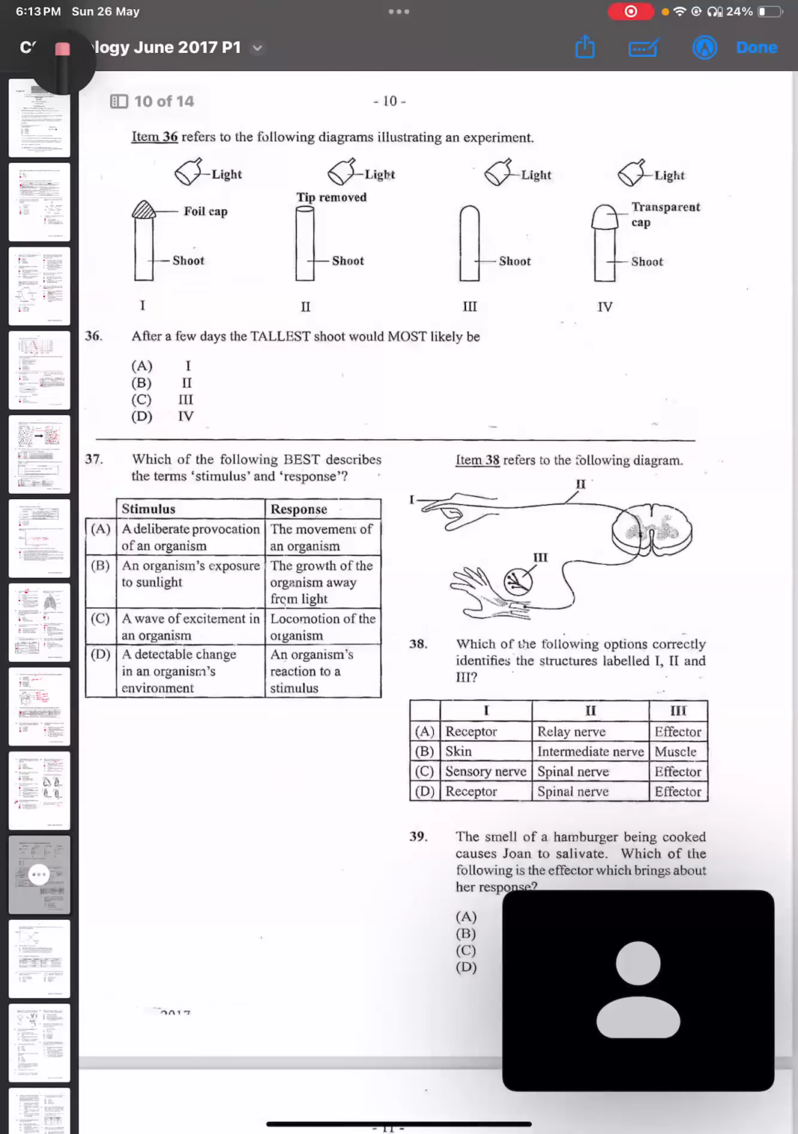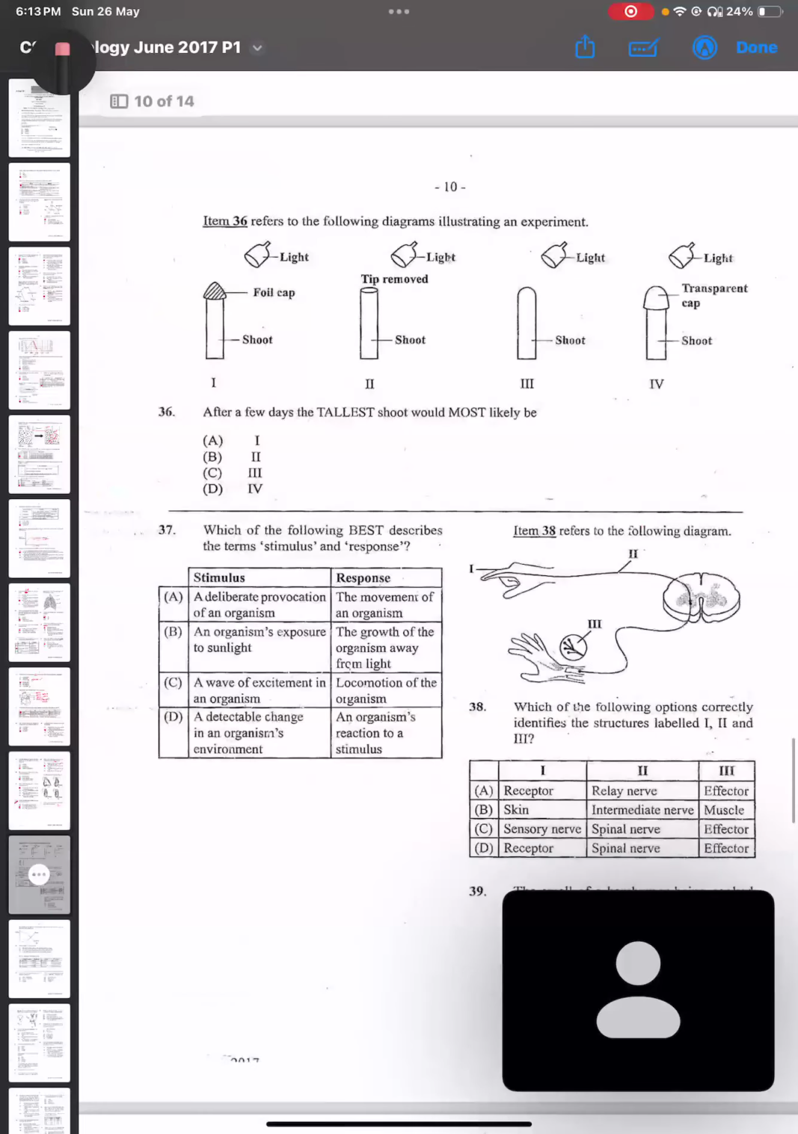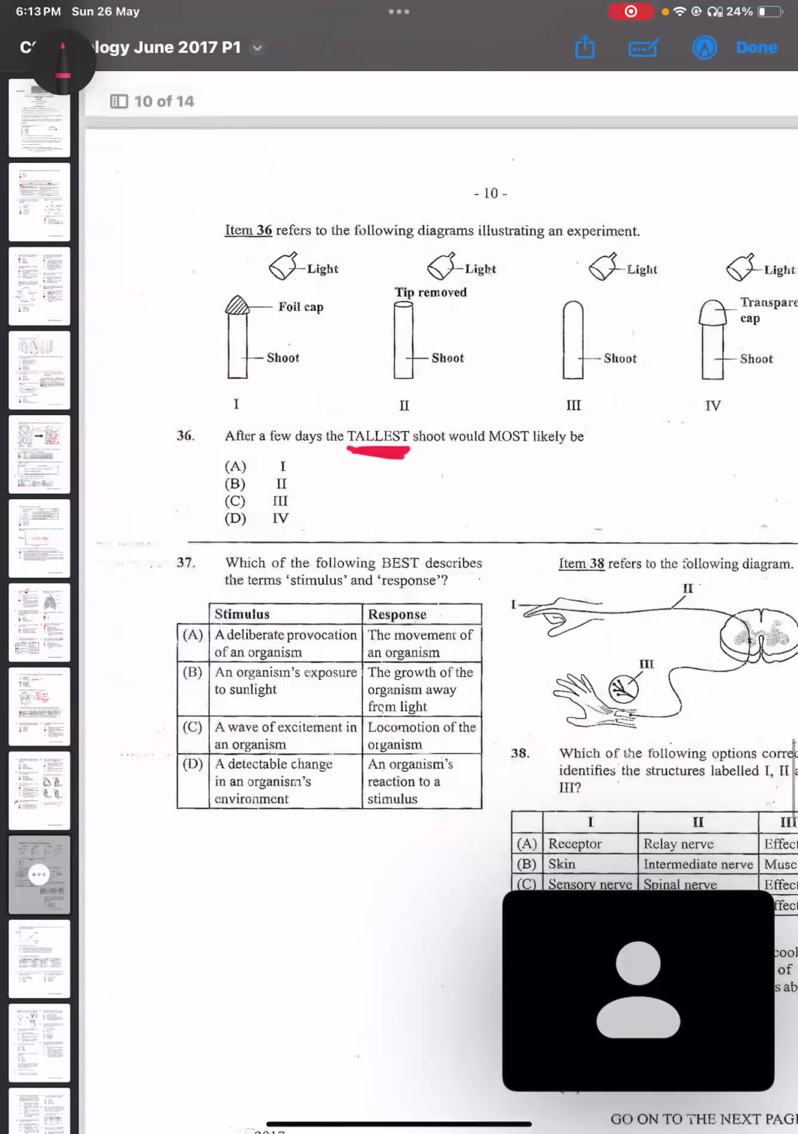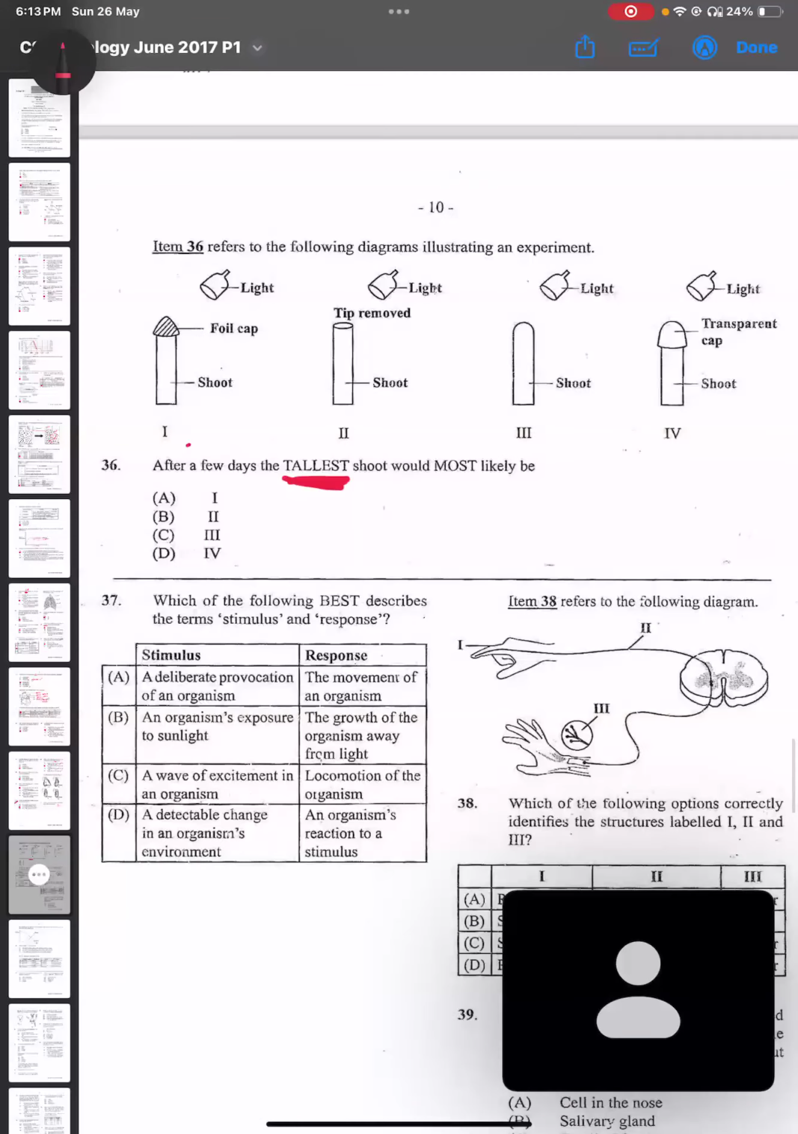And then for 36, now 36 is a question that will appear. But for 36, it's asking about the growth in the plant. It's asking you which one would be the tallest one. So which one out of them? 1, 2, 3, or 4? Which one would be the tallest?